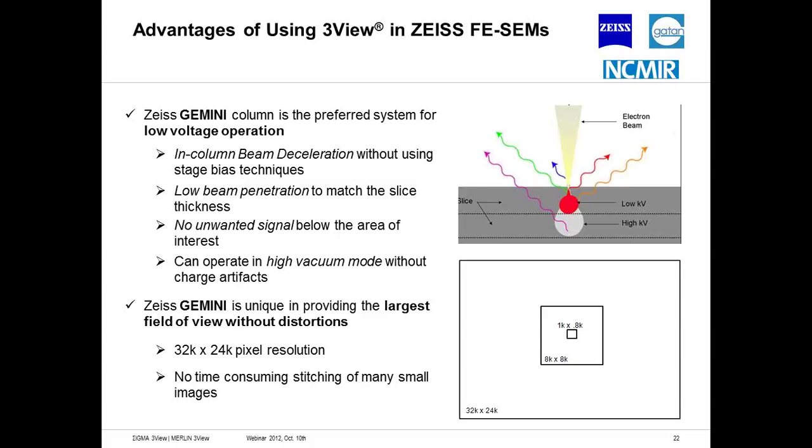And the GEMINI lens, as I explained, is very suitable for a large field of view, up to 32K times 24K pixel resolution. And that is important for large volume imaging, because if you think you would have to do everything with, for example, in this image here, 8K times 8K, you would have to stitch a lot of images to each other. And this is time consuming and produces failures. So very often we have customers who are absolutely satisfied to do the 32K times 24K imaging, and that's enough for them, and they don't have to stitch at all.